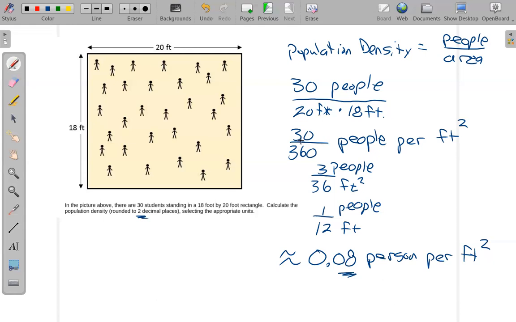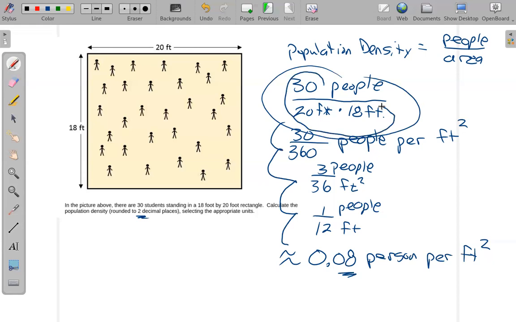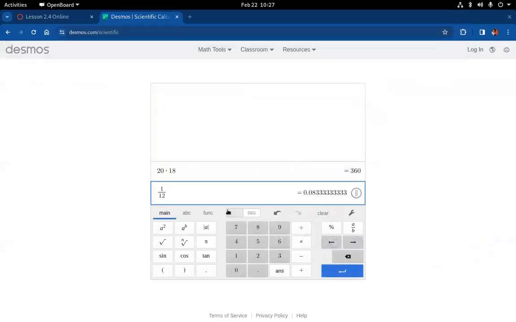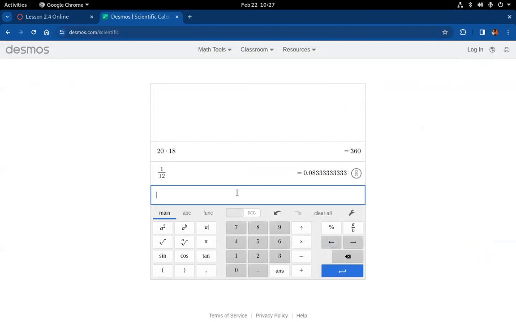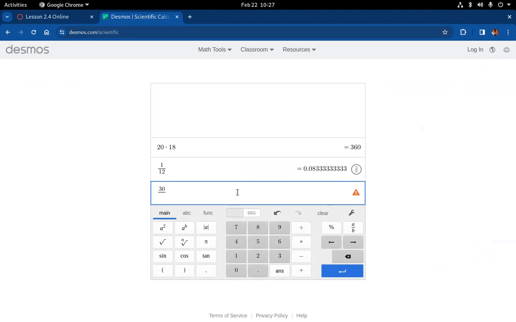And let's just double check that I didn't mess this up in my 1, 2, 3, 4 steps there by just taking this original and plugging that into my calculator. So thinking about people per area, we have 30 people divided by, it gives me a fraction on this calculator, the area is 18 times 20. And see, I got the same number I got there. So you should play around with your calculator, trying to verify the things that you did.